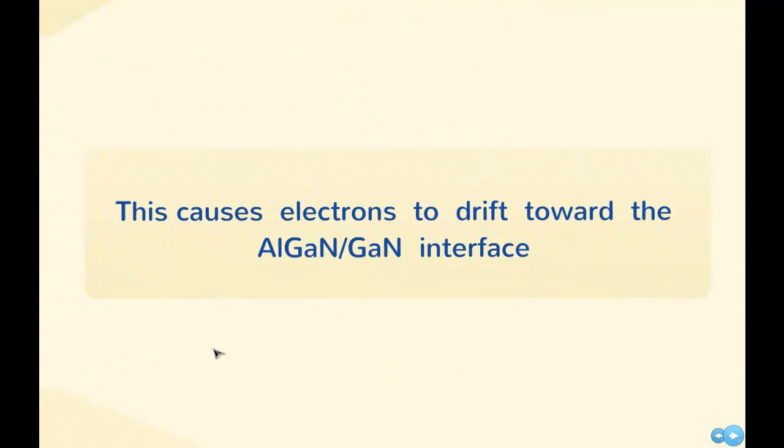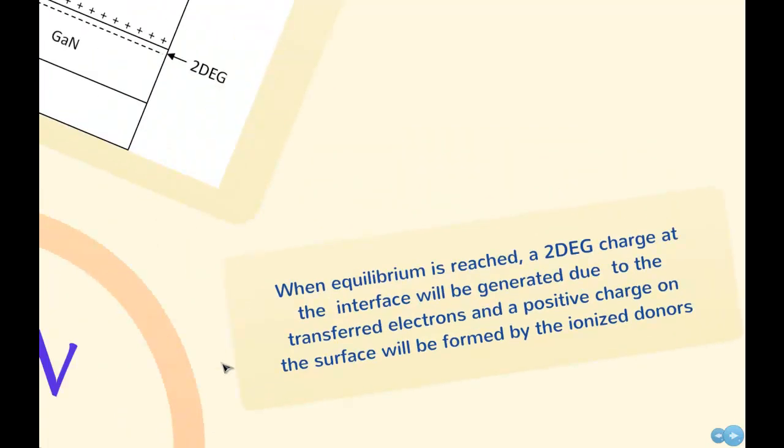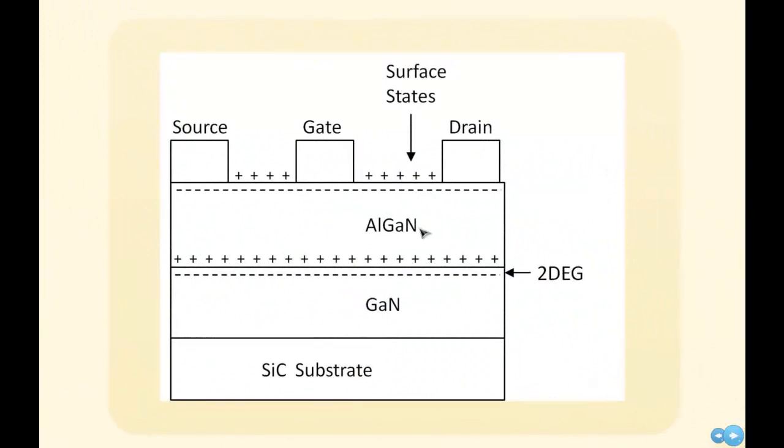So these electrons drift down towards the AlGaN-GaN interface, and when equilibrium is reached, a two-dimensional electron gas charge at the interface will be generated due to the electrons which are transferred, and a positive charge on the surface will be formed by the ionized donors, the atoms that are left there deprived of electrons. So if we take a look at this picture, we can see this is the electric field that takes the electrons away from the surface, takes them down to the interface, and here they fall into the quantum well, and they'll be confined within the 2-DEG.